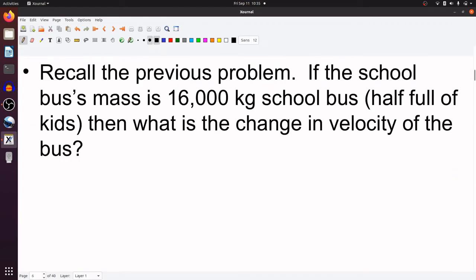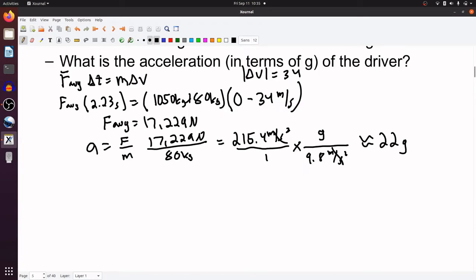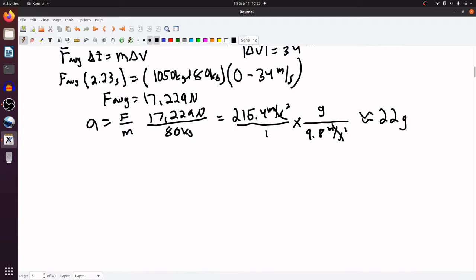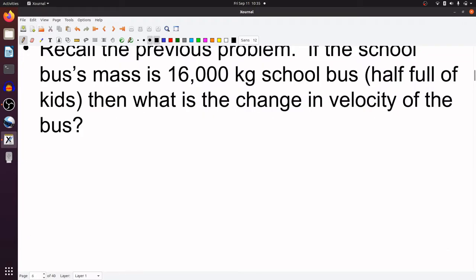The school bus, we're going to look at that. Let's say it's around 16,000 kilograms, and I believe I looked this up at one point, and that's around half full of kids, roughly. We want to figure out the change in velocity of the bus. So I'm going to use my force from earlier because it's equal and opposite forces, right? So it's 17,229.